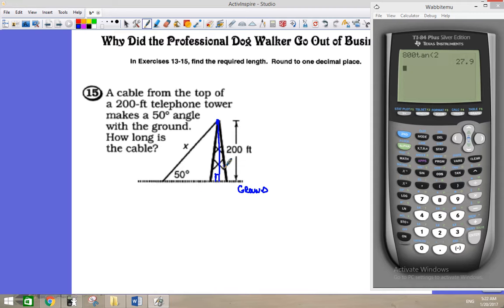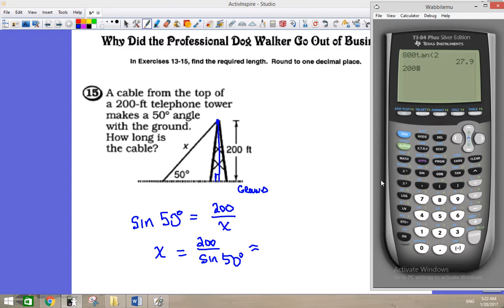If we use the sine, we have the sine of 50 degrees is the opposite leg divided by the hypotenuse, so I can switch places with x and the sine of 50 and have 200 over the sine of 50. And at least to one decimal, what do we get? 261.1 units of length, which is in feet.